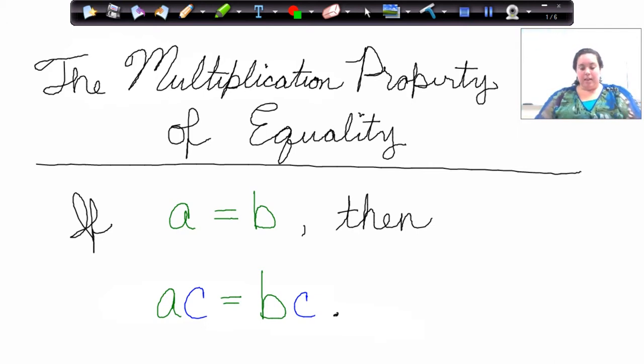Yesterday we talked about the addition property of equality, and now we're going on to the multiplication property of equality. It's the same thing though, except involving multiplication. It says if A equals B, so if we have an equation, then we can multiply by the same thing on both sides without changing whether the equation is true or false. If we have an equation that is true and we multiply by C on both sides, the equation is still true. This is also going to help us solve equations.